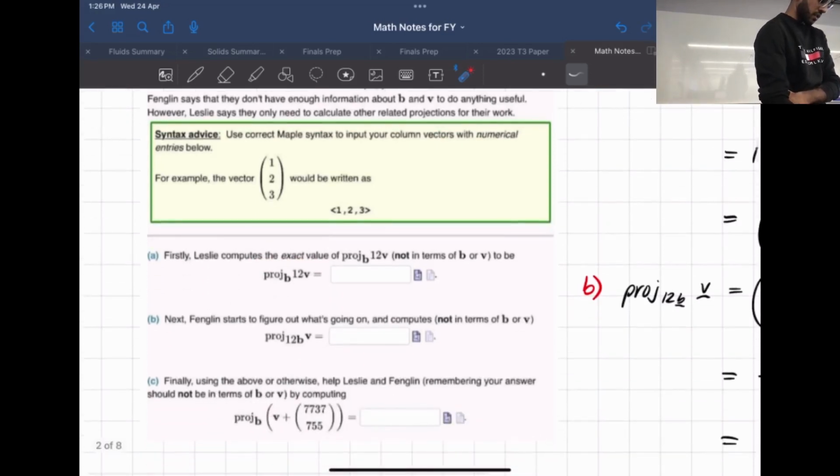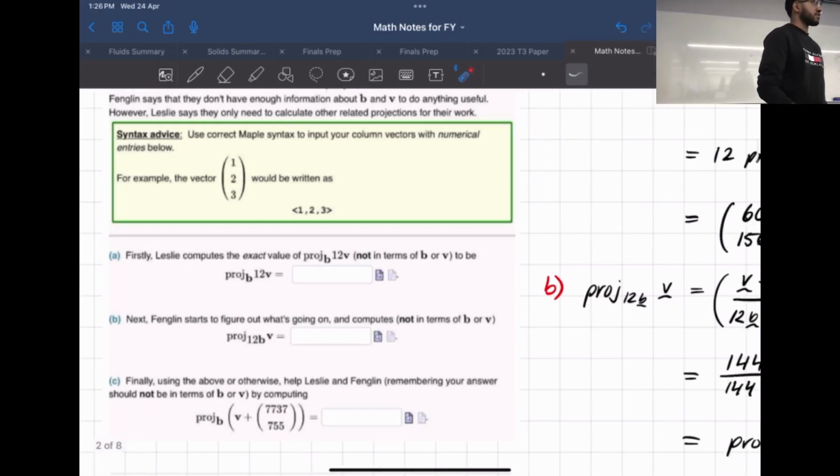Okay. Any ideas how we can approach the question? Leo? Part A. Any ideas how to do it? You just multiply the original projection by the constant, which is 12.